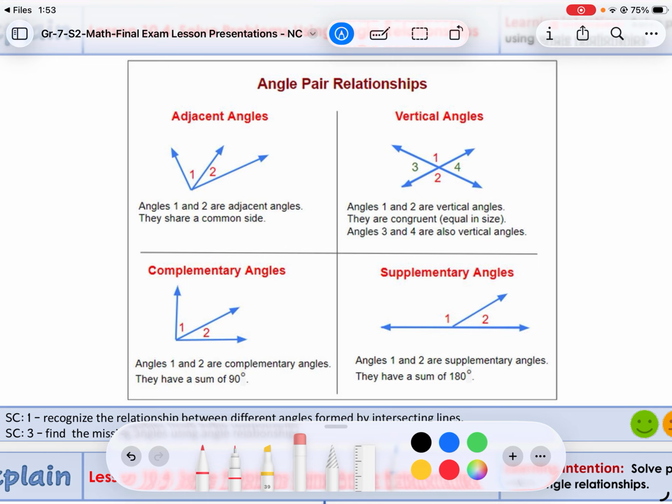Adjacent angles, what you guys need to know about them, they are two angles near each other. They share a common side. Just imagine you and your neighbor, what's separating between you guys? There is a wall in between. Your class and the next class are being separated with a wall. So these angles are called adjacent angles. Why? Because they share a common side.